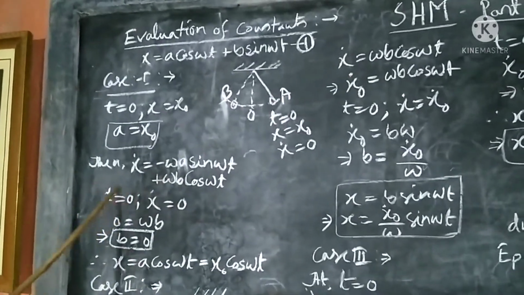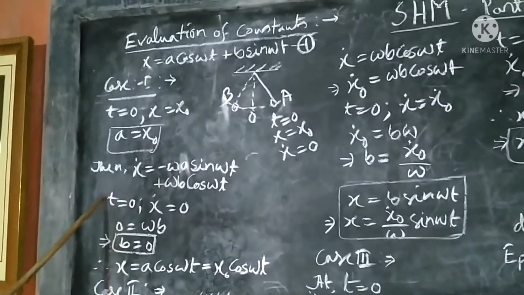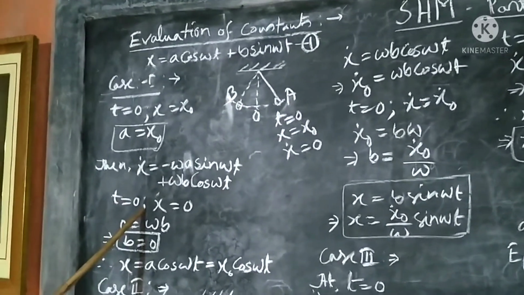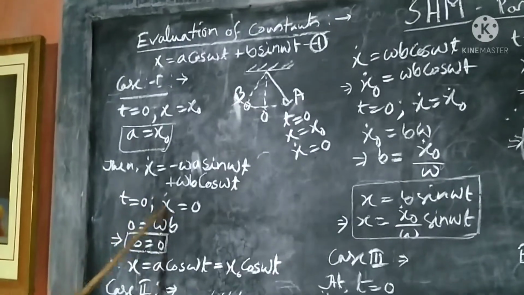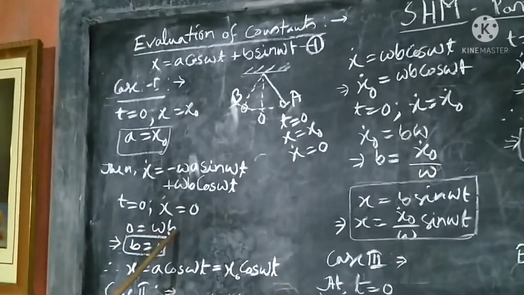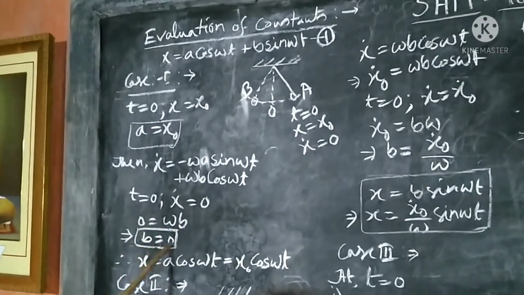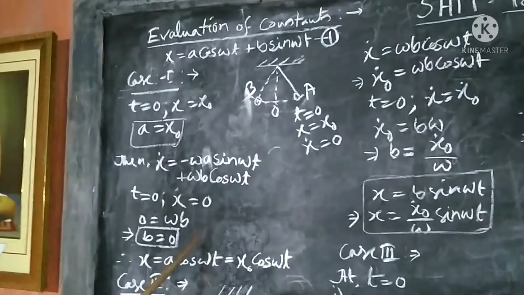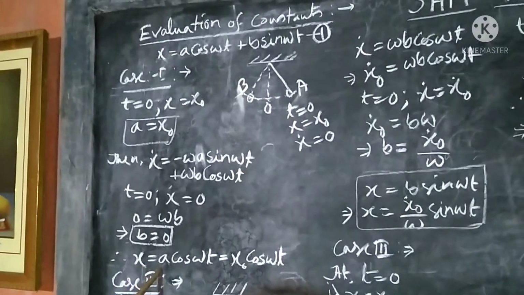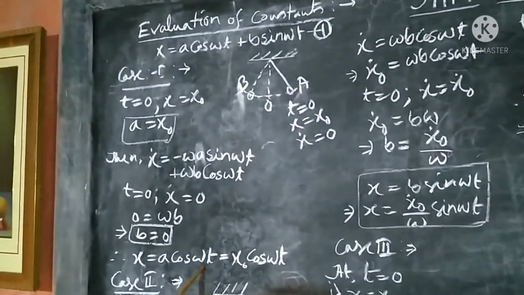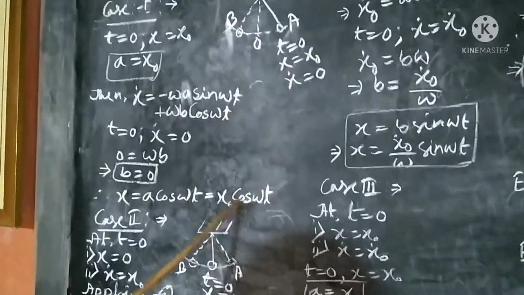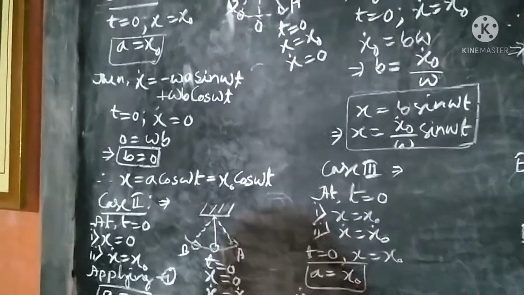Then applying boundary condition 2, at t equal to 0, x dot equal to 0, we get omega b equal to 0, then b equal to 0. So equation 1 becomes x equal to a cos omega t. Putting the value of a, we get x equal to x0 cos omega t.